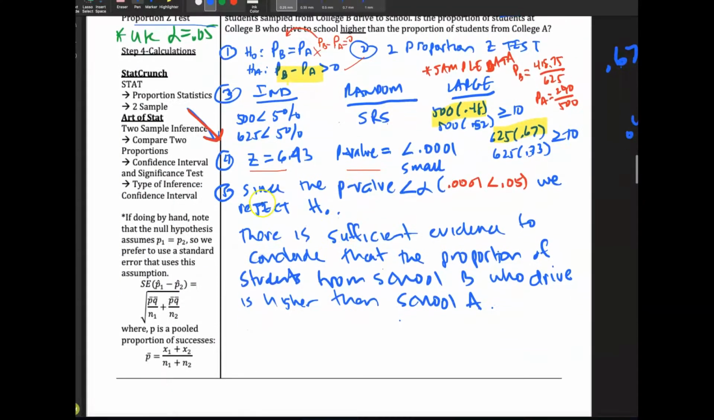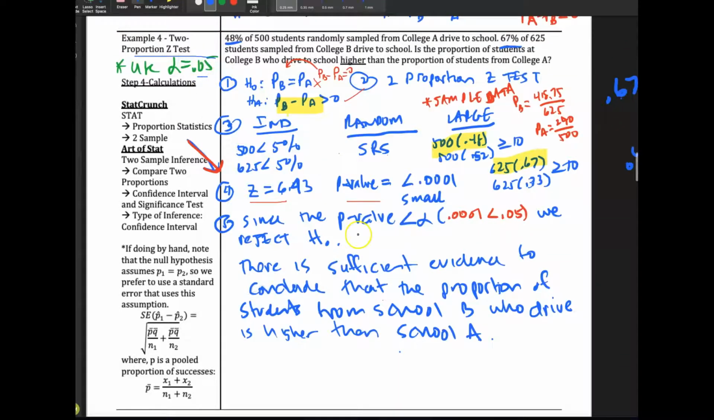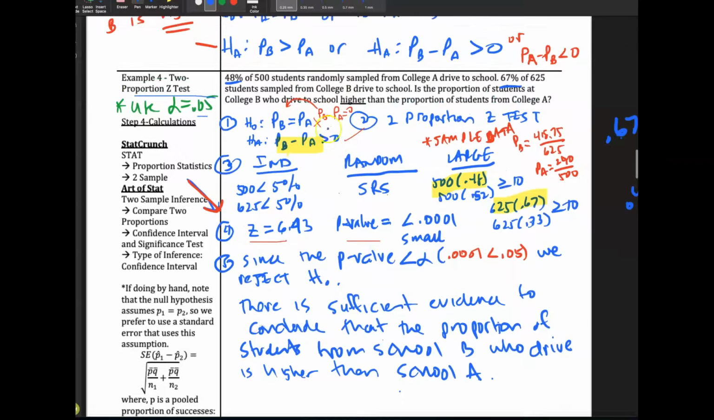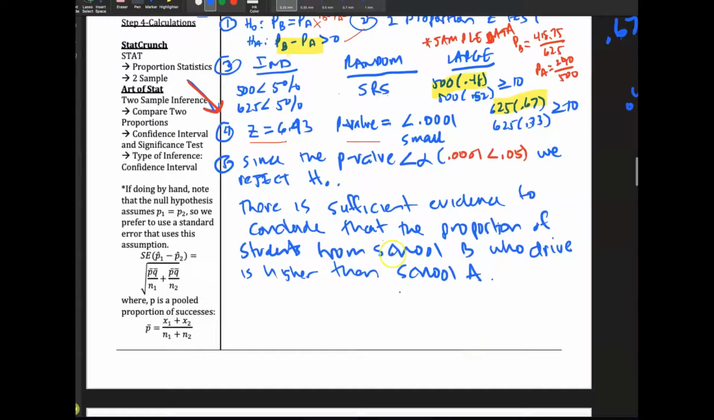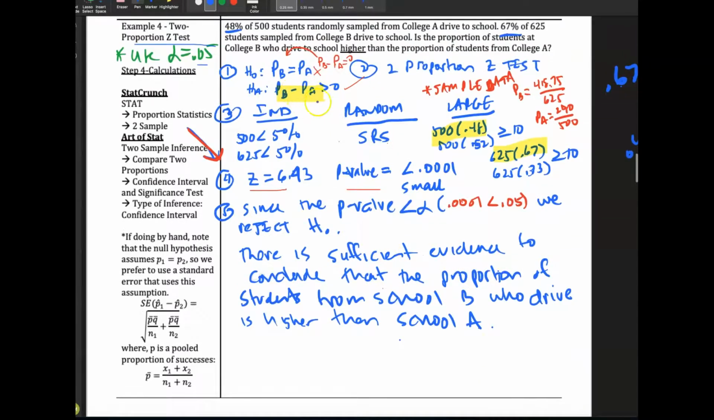And then with that, we can go ahead and make a conclusion. Since the p-value is less than alpha, 0.0001 is less than 0.05, which was our alpha choice up here, we reject the null hypothesis. We're saying that's not true, and we think the alternative may be true, which then leads us to the conclusion: there's sufficient evidence to conclude that the proportion from school B who drive is higher than school A because we rejected the null hypothesis.